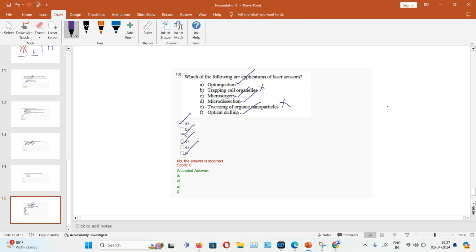So these are the model questions which we are covering here. If you have any doubt, just go through these questions, and if you have any doubt, just let me know.